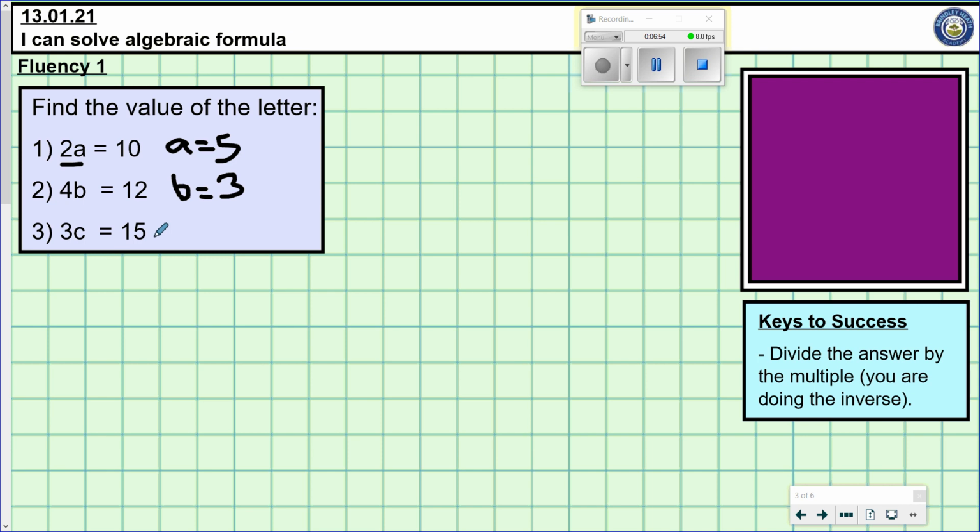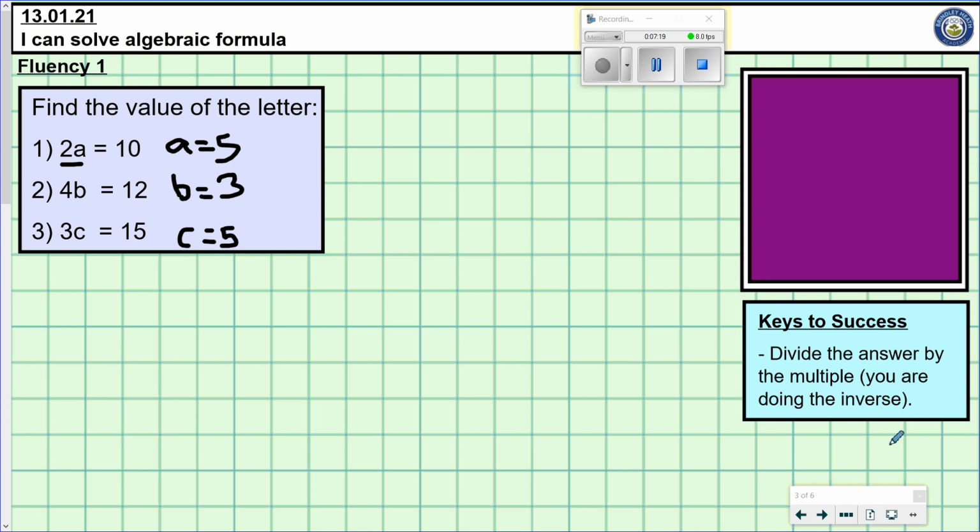Okay, question 3. Again, I'm going to take my answer, which is 15, and divide it by my multiple. So 15 divided by 3 gives me 5, so I think c equals 5. Let's check it. 3 times 5, 3 lots of 5, is 15. It is correct.